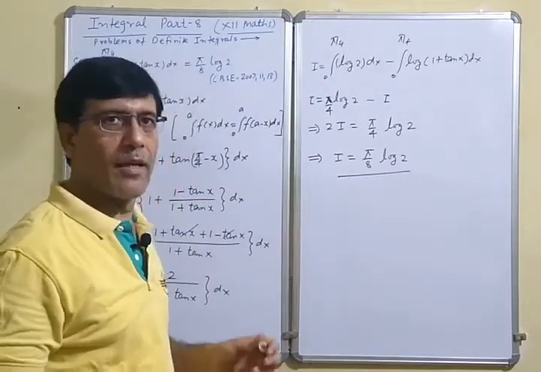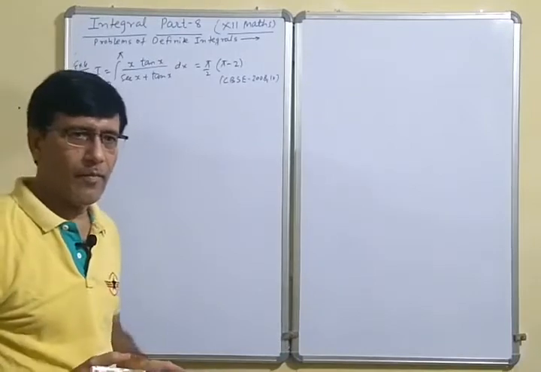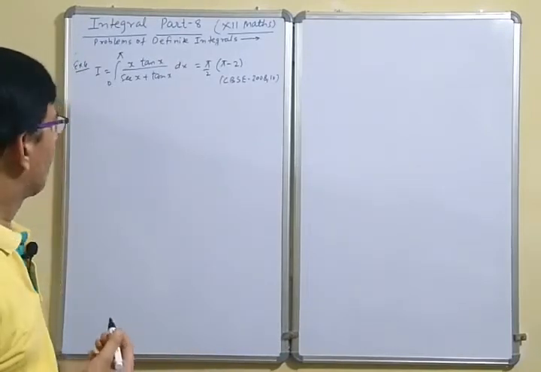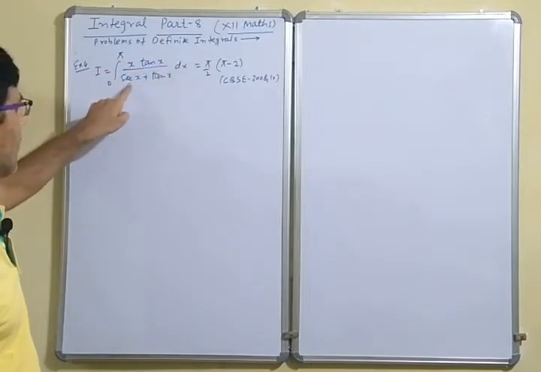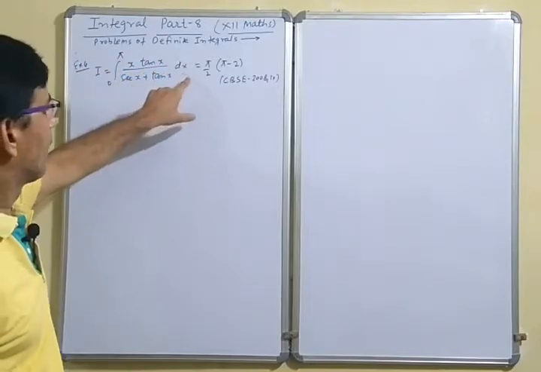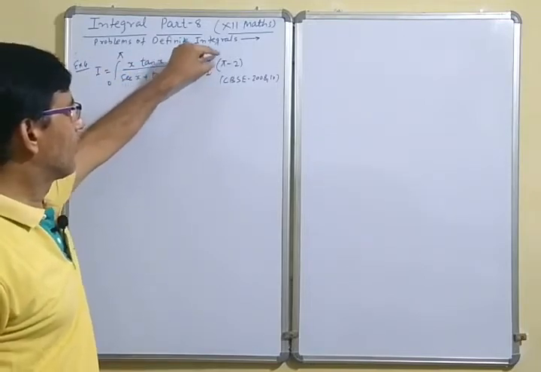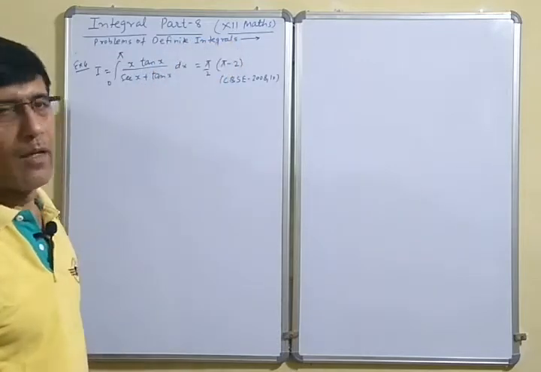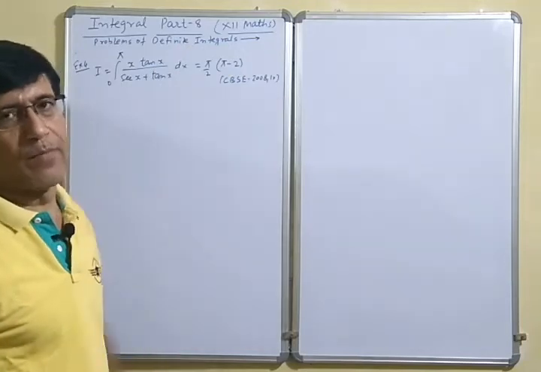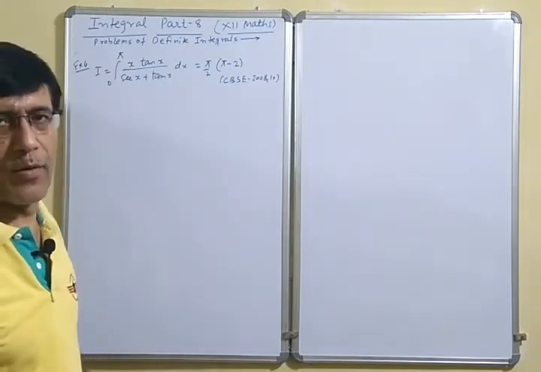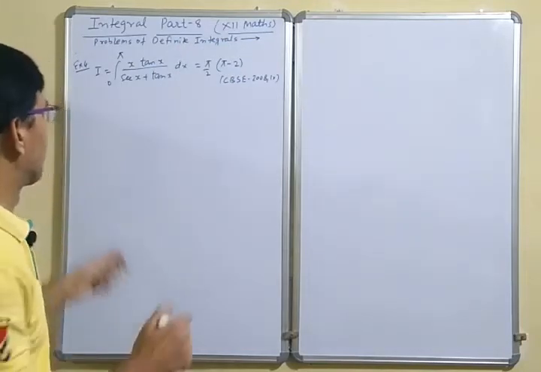Now let us see the next example. Integral from 0 to pi of x tan x dx upon sec x plus tan x. We have to prove it is pi by 2 times (pi minus 2). Now this question was asked in CBSE 2008 and 2010. So once again this is an important question. Now let us see the solution.